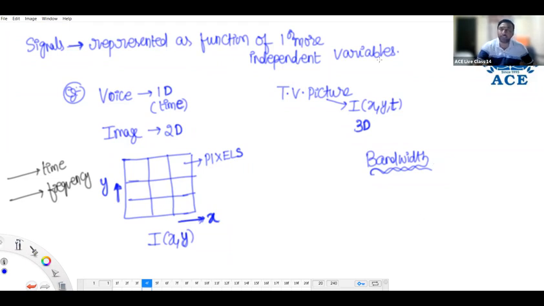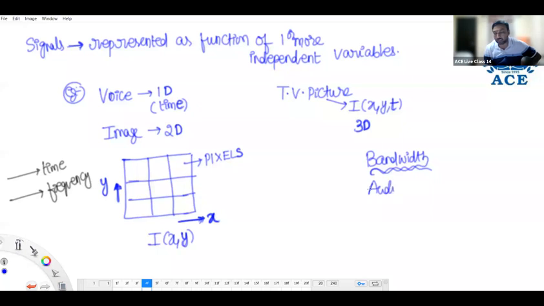Which must be more, sir? Channel width must be more or signal width must be more? If you want to maintain more channel width, first of all, we must be in a position to know what the signal width must be. Very good. Most of you have answered. So for that reason, bandwidth is also one of the characteristics of signal.